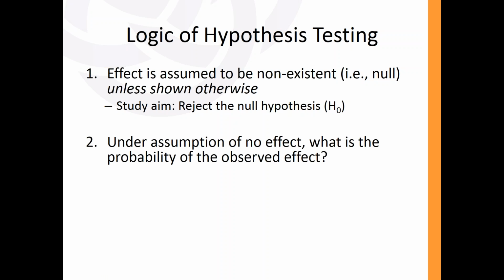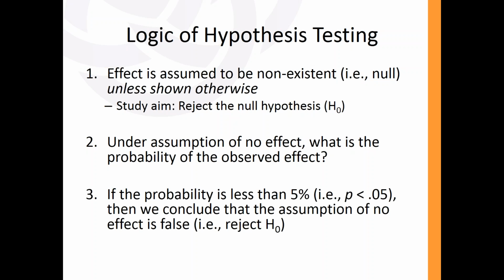Second, under this assumption, what is the probability of the observed effect? This means once you collect your data and analyze it, you see there's a big difference between group A and group B on the Beck Depression Inventory. If there's no effect, what's the probability that you saw this big of a difference? If that probability is small, then we conclude that the assumption of no effect is untenable, and we reject it. So we reject the null hypothesis if that probability of no effect is really small, given that you've observed a pretty large effect.